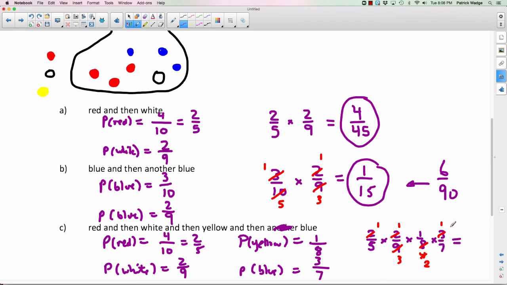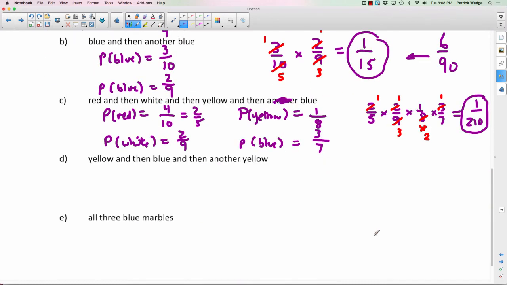1 times 1 times 1 times 1 is beautiful. It's 1. 5 times 3 times 2 times 7. Well, I'm going to do it this way. 3 times 7 is 21, and 5 times 2 is 10, and 21 times 10 is 210. So it's a 1 in 210 chance, not likely. Of course, you could use calculators to do this, so that's fine too.